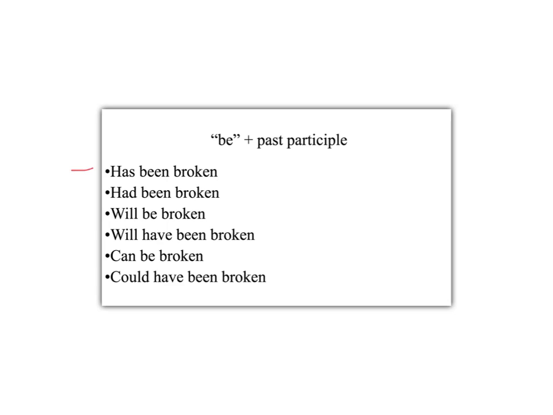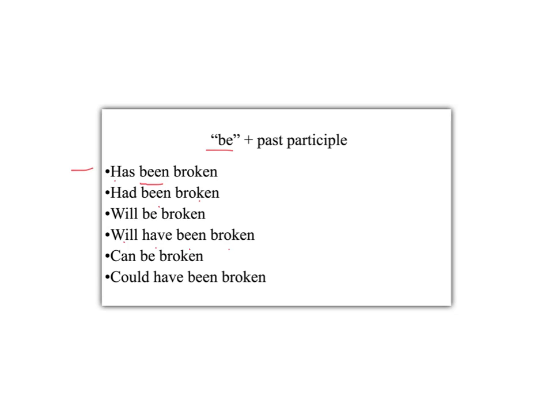Here we have the present perfect, has been broken. Present perfect is always a form of have plus the past participle. To make it passive, present perfect passive, we have to have a form of be. So it's has been broken, present perfect. Had been broken, past perfect. Will be broken for the future. Will have been broken for the future perfect.